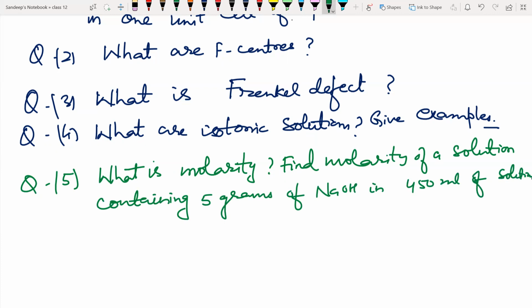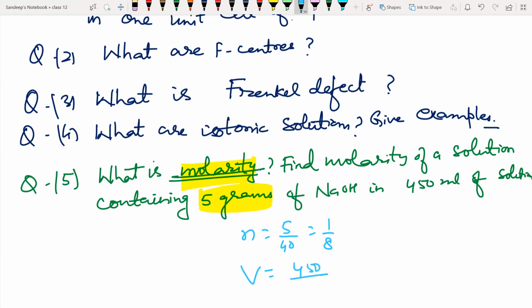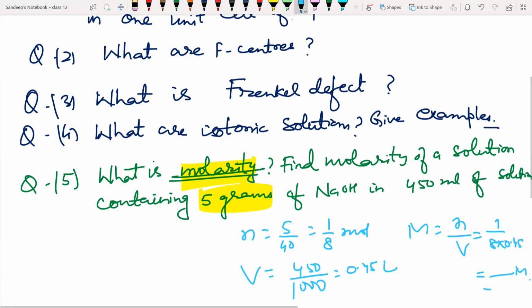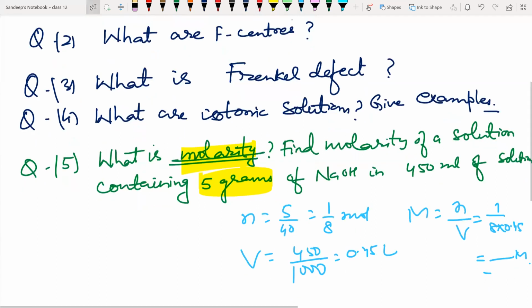So as you know, molarity is the number of moles of solute dissolved in 1 liter of solution. So you have to find the number of moles. So 5 gram has to be divided by 40. So number of moles is 5 by 40, that is 1 by 8. And volume needs to be converted into liter, 450 by 1000. So it is 0.45 liter. So molarity is number of moles by volume. So you can solve this to get the answer in molar. So this way you solve questions of molarity.